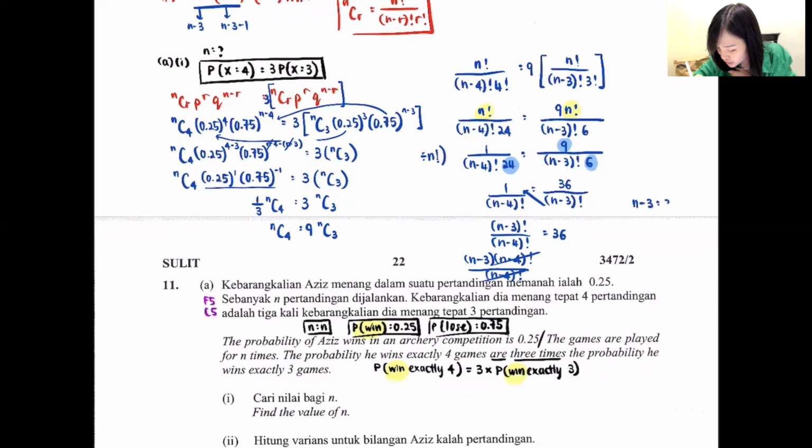So n minus 3 equals what? 36. Do you guys get n answer 39? Oh, so my n answer is exactly 39. This is how it goes backwards, to get back the n. Got magical or not?